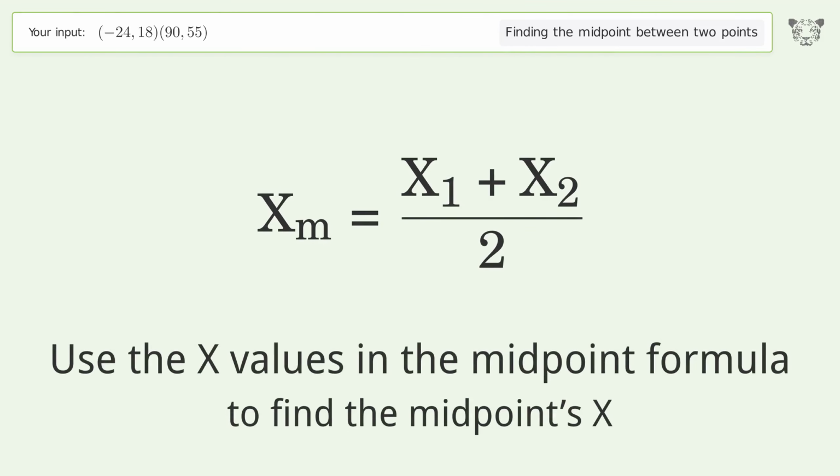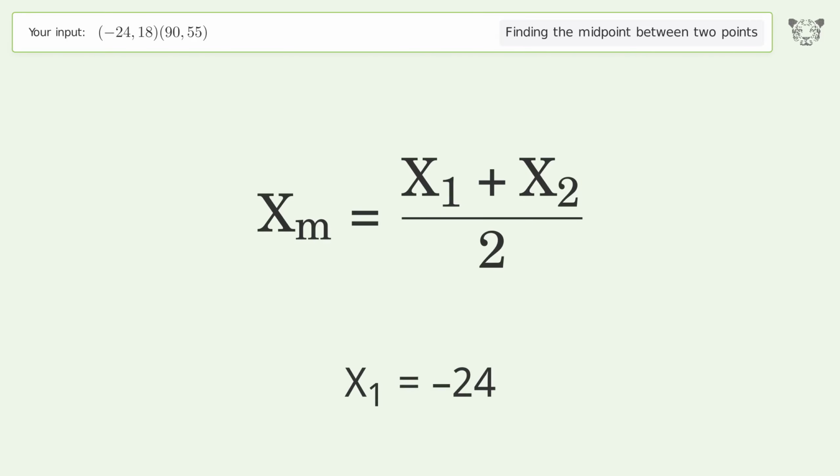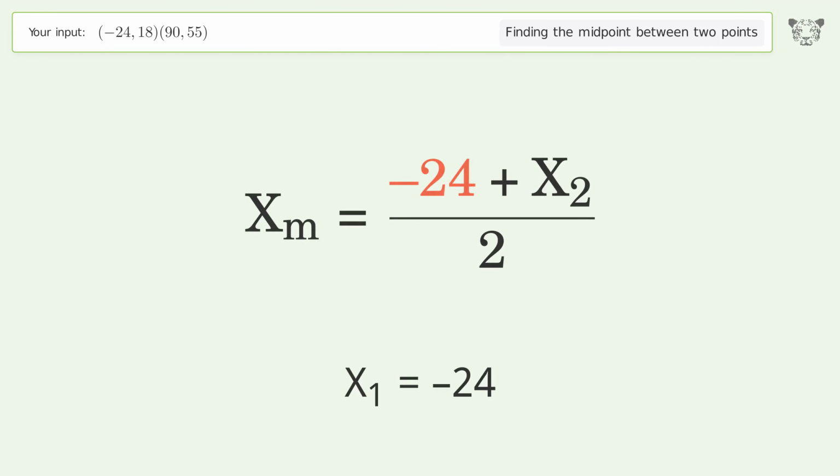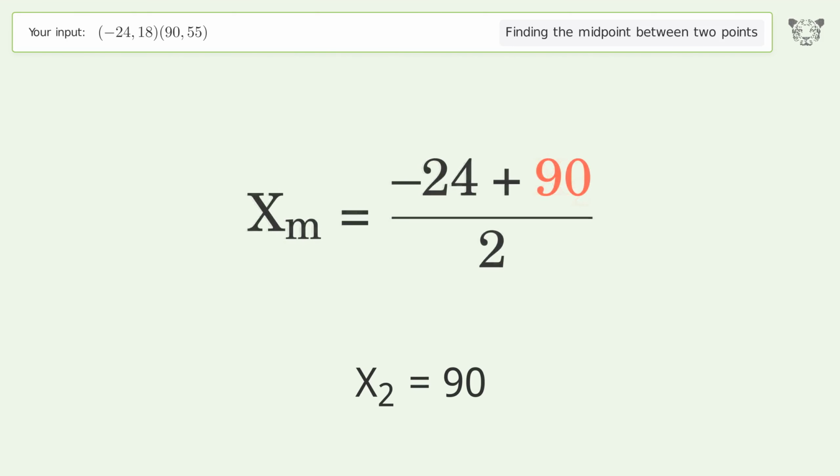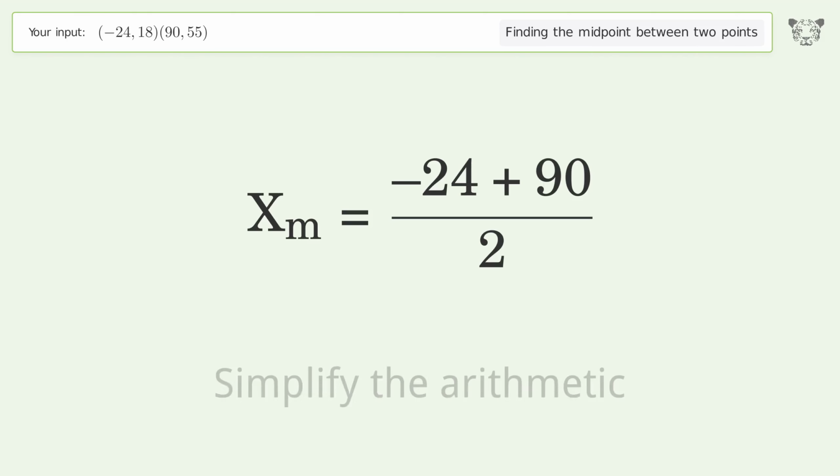Use the x values in the midpoint formula to find the midpoint's x. x1 equals -24. x2 equals 90. Simplify the arithmetic.